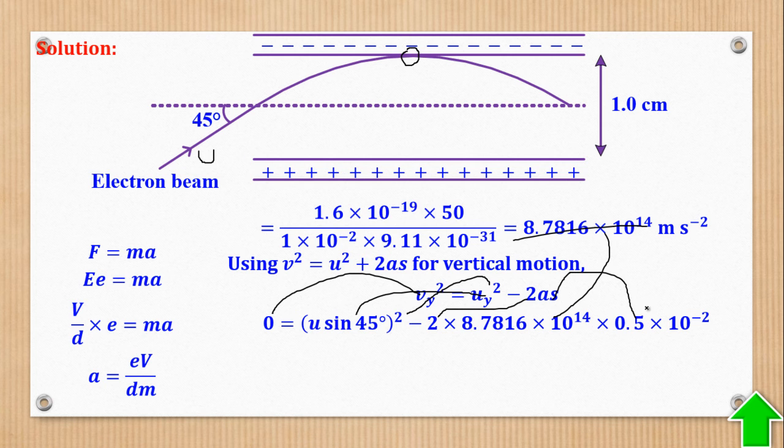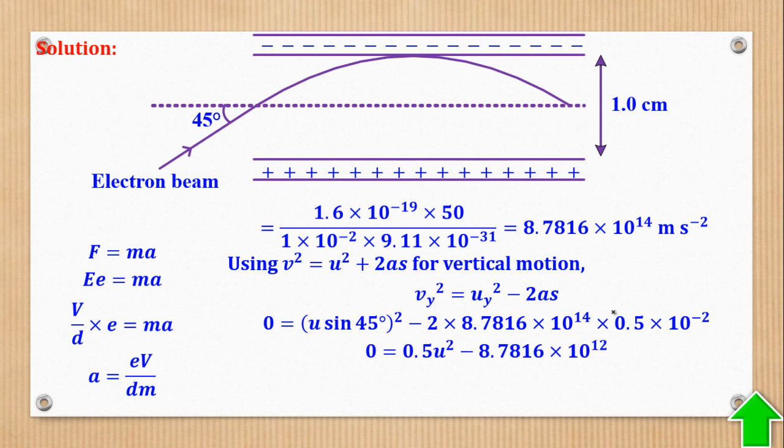displacement. Now why are we writing 0.5? It is because from here to here, vertically it is 1 centimeter, meaning from here to here it will be 0.5 centimeters. But we have to convert to meters. That is why you are writing 0.5 exponent negative 2 to give you the displacement in meters vertically.